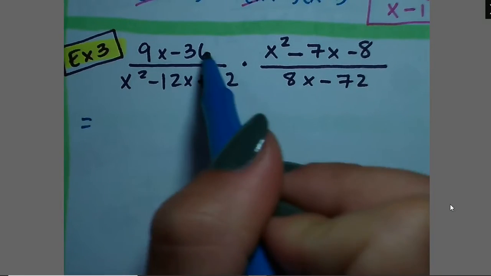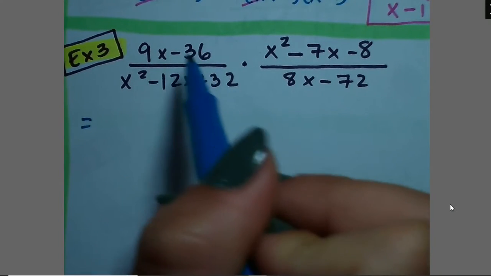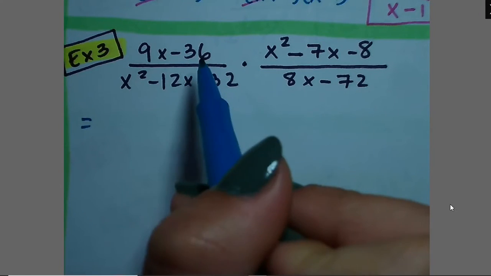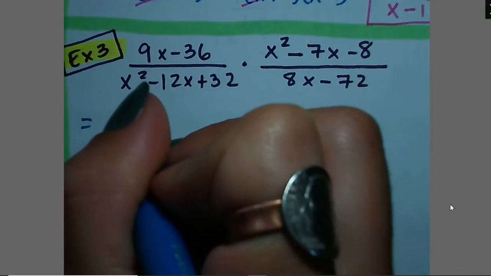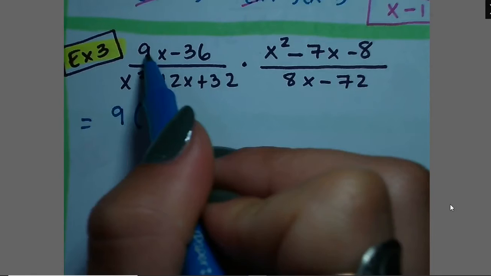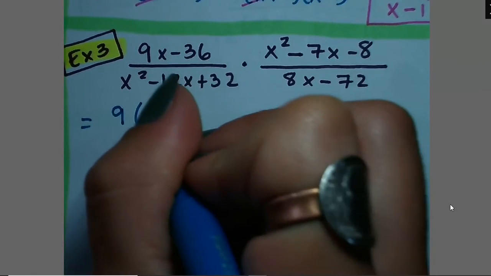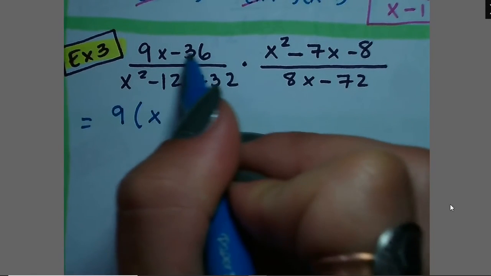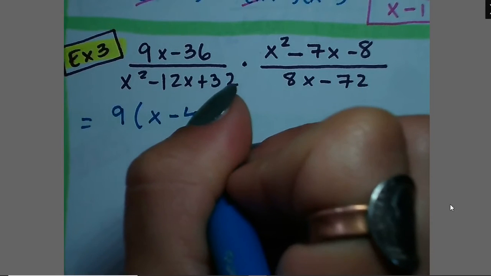So looking on the top here, we have 9x minus 36. Notice that both of these terms are divisible by 9. So we're going to pull out a 9. Whenever I divide out the 9, I'm just left with an x. Whenever I divide out the 9, I'm left with negative 4.